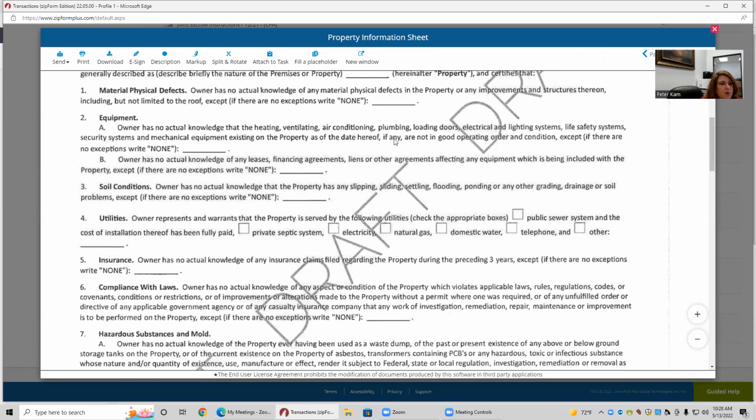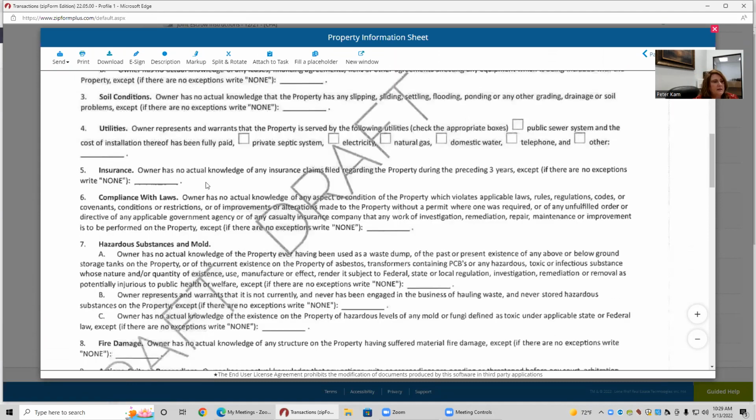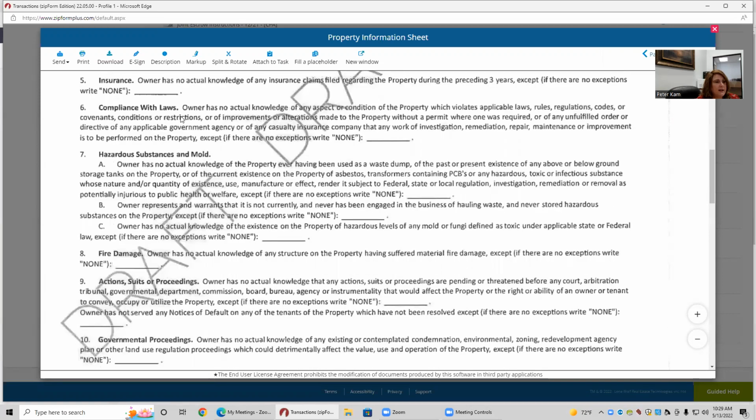Okay, equipment. So it's asking the seller all of these questions. We don't answer them. They need to answer them. Don't leave any blanks. If the answers to these questions are none, please instruct them to write in none. So anything here, if it's none, write none, or write in a description. Utilities, they have some check boxes here, or other, if there's something other they need to disclose about utilities, make sure they're putting it in. They're asking about insurance. If there have been any claims filed, make sure you're writing none or disclosing whatever claims the seller has filed.